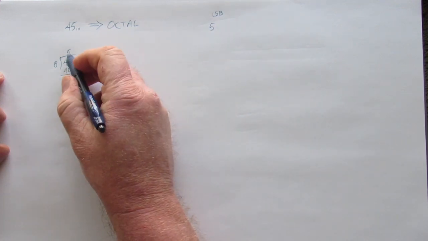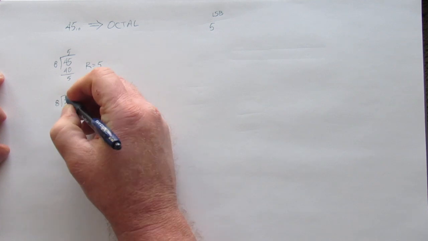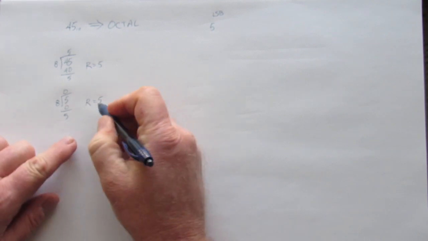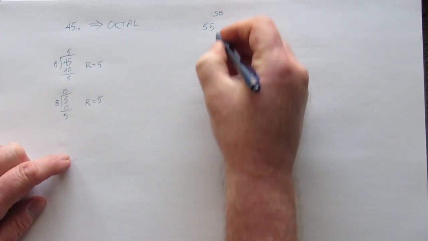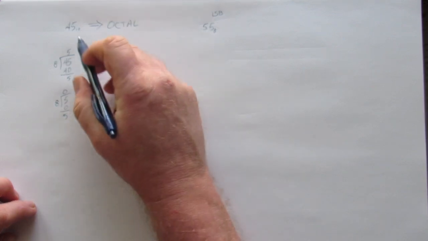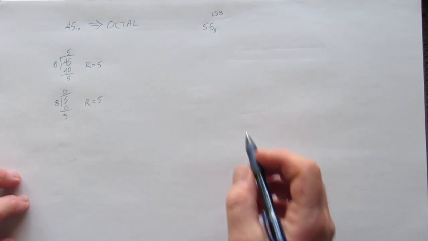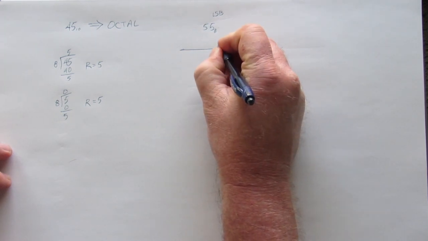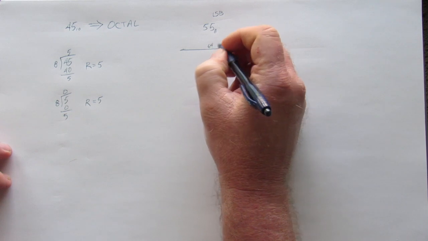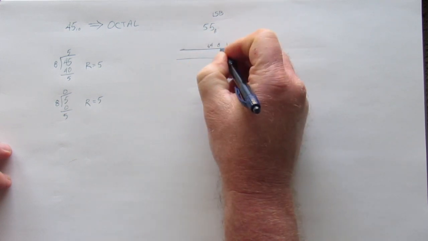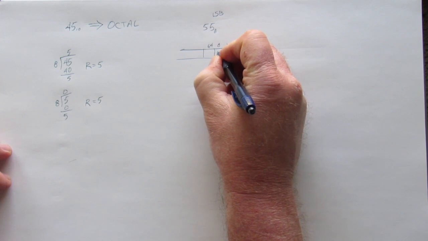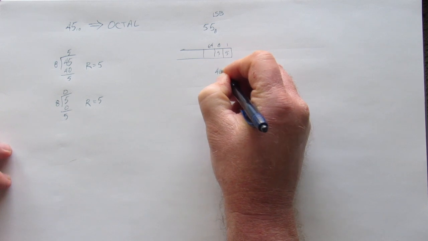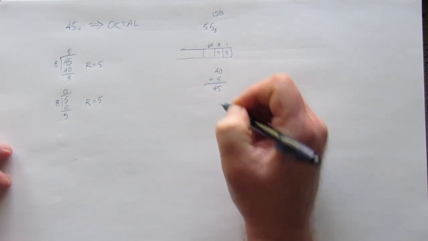So now I have this 5 on top, divided by 8 is 0. Your remainder is 5, and that's it. We're done. So 55 in octal is the same as 45 in base 10. Well, let's double check that and make sure that's right. In the octal numbering system, you have the 1s, 8s, 64s, and then that's as far as we need to go with this. We said 55, right? 5 there and 5 there. So 5 times 8 is 40, plus 5 times 1 is 5, 45.